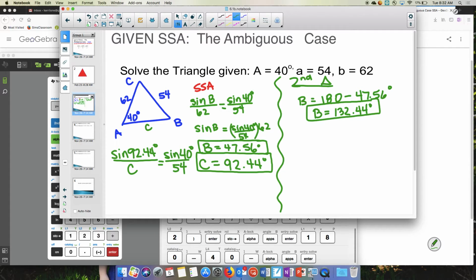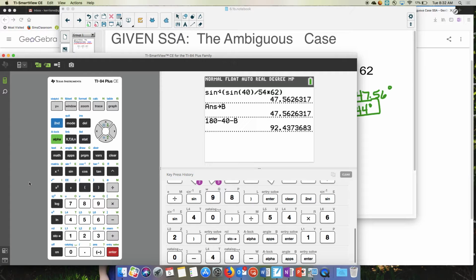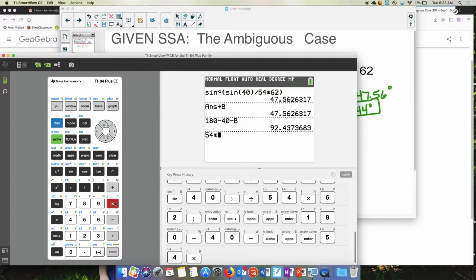So we need to solve this proportion. Now, if you want to use the rounded answers, that's fine. I'll follow your work. If you want to avoid any rounding errors, then in your calculator you can use the exact answers. We need, it's 54 times the sine of, you can go up and highlight that so you don't have to type it in again, right? Divided by the sine of 40.